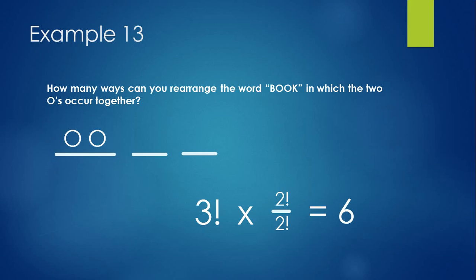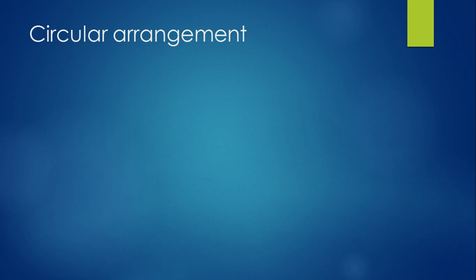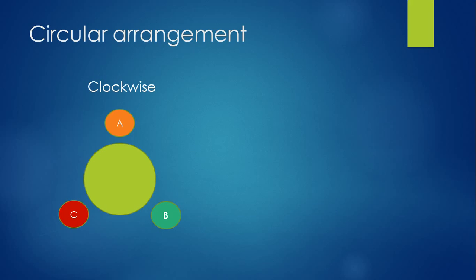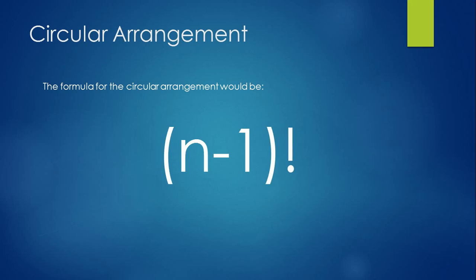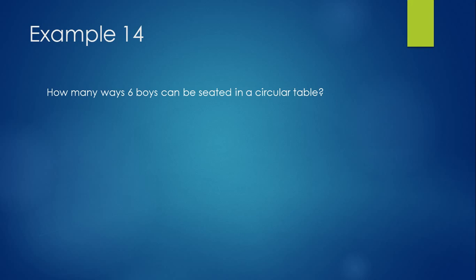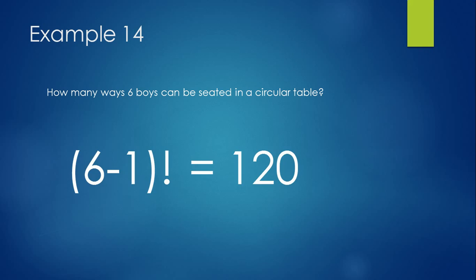For the circular arrangement, there are 2 ways of arranging elements, the clockwise and the counterclockwise. In this case, the formula for the arrangement will be quantity n minus 1 factorial. This formula considers both clockwise and counterclockwise arrangements. Let's try this example. How many ways can 6 boys be seated at a circular table? Since this is a circular arrangement, the solution will be quantity 6 minus 1 factorial, which is 120 ways.